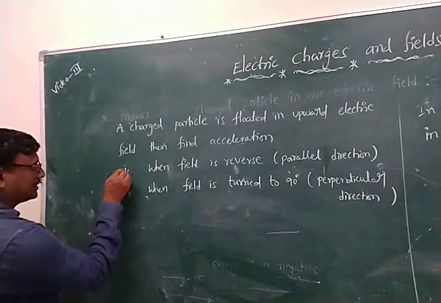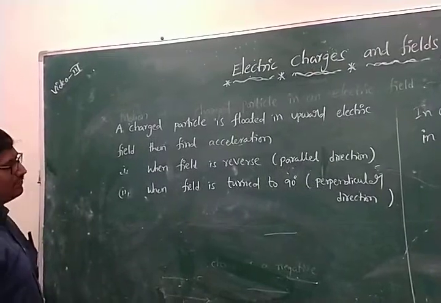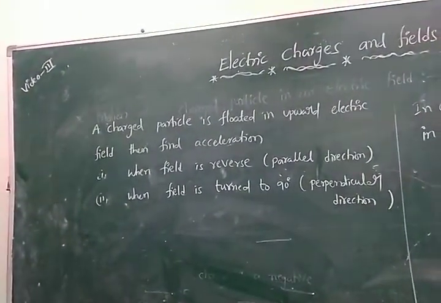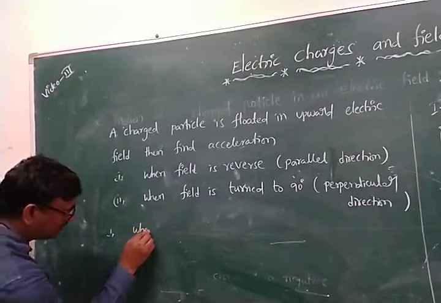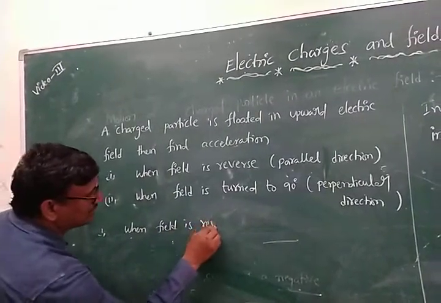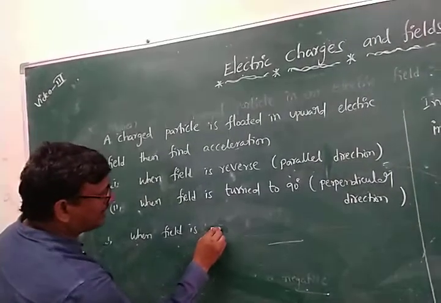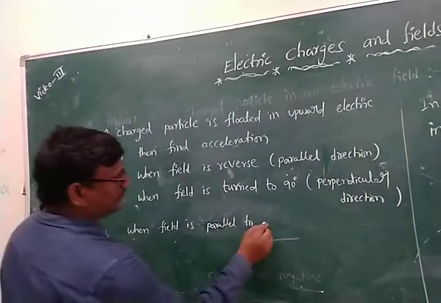What we can find out here is the acceleration. The first condition is when the field is reversed. The second one is when the field is turned through 90 degrees. The first we are discussing is when the field is reversed. Reversed is nothing but when the field is parallel to the particle.